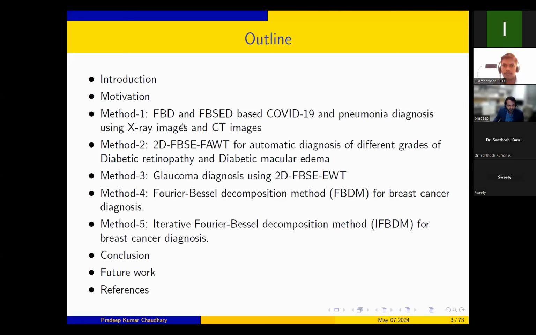First one is the dyadic decomposition, which is similar to discrete wavelet transform and wavelet packet transform. Similarly, there was another transform called flexible analytic wavelet transform, where we can vary the Q factor. We have converted that Fourier transform based flexible analytic wavelet transform into Fourier-Bessel transform. Similarly, we have developed empirical wavelet transform based on the Fourier-Bessel spectrum and used it for glaucoma diagnosis. And then we have used it for breast cancer diagnosis, both using mammogram and sonographic images.